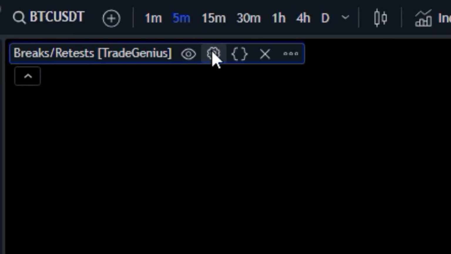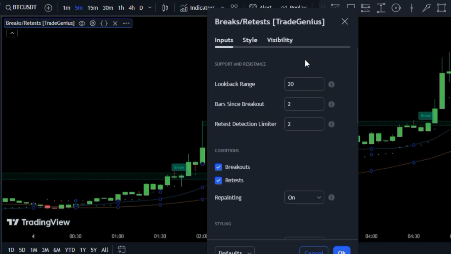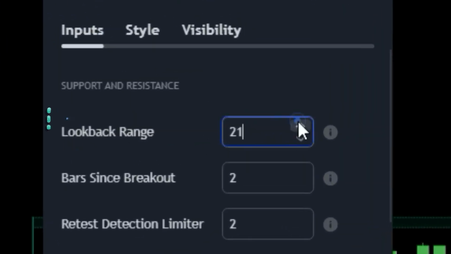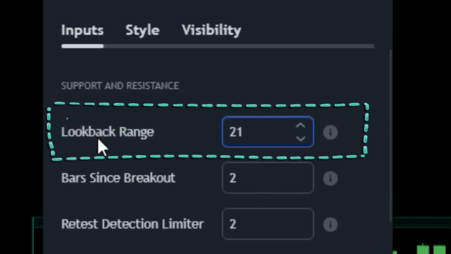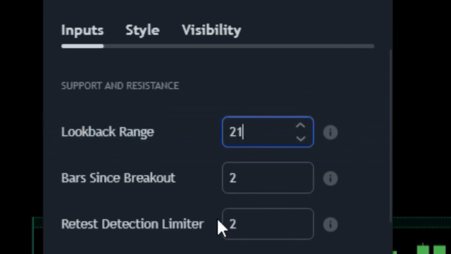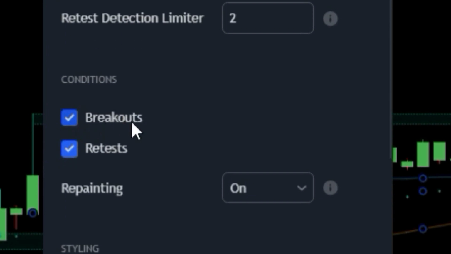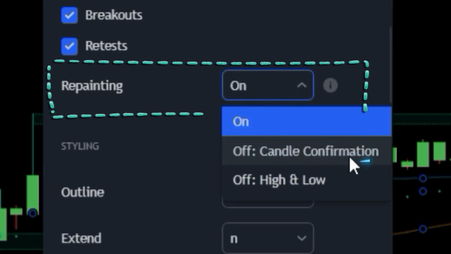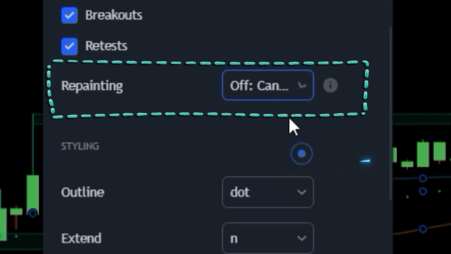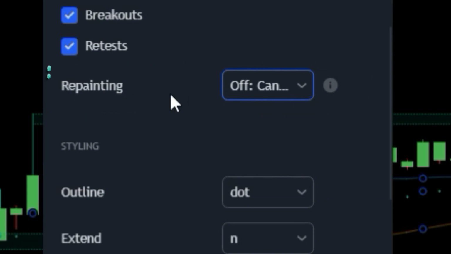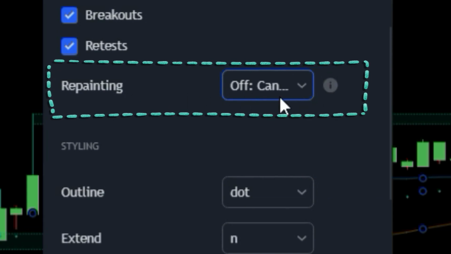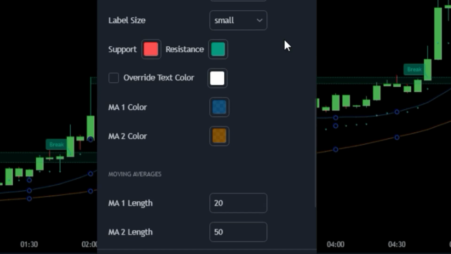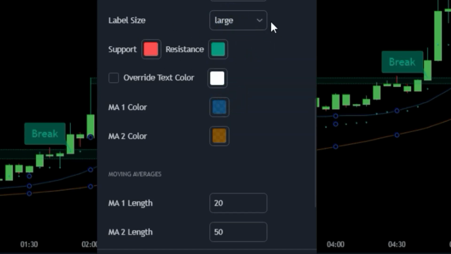In the inputs tab, we're going to do a little tweaking. Change the look back range to 21. Then switch the repainting to off candle confirmation, so your signal appears nice and stable. Feel free to play around with the signal display style until it looks just the way you like it.